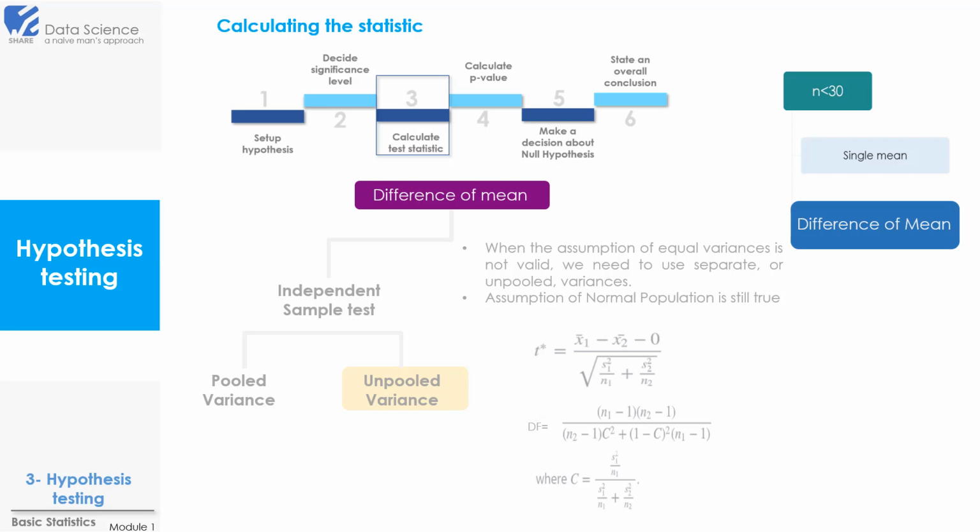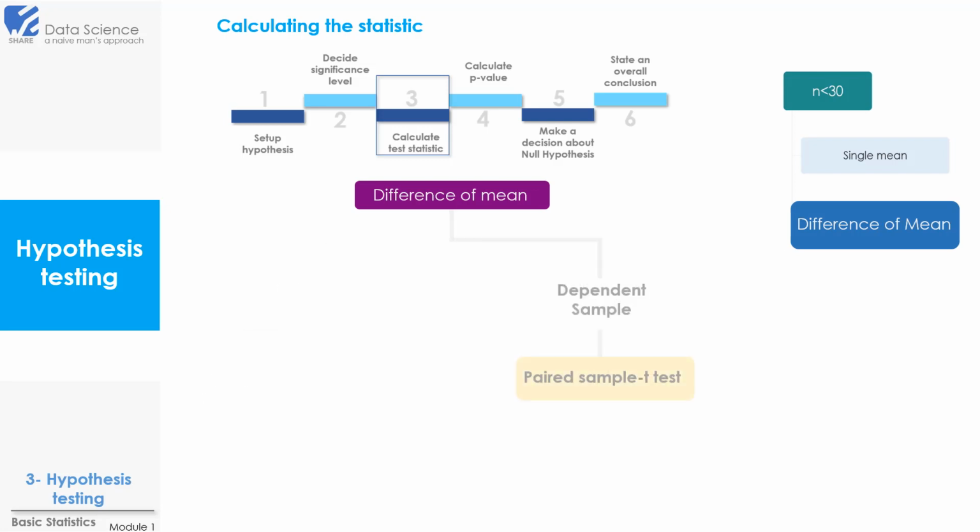Again, as I said earlier, you don't have to remember all these formulas. Just have a look at them and move on. After calculating the t statistic, we can proceed with the rest of the steps as shown here at the top of the screen. So that is how we carry out the difference of mean test for independent samples when the sample size is less than 30. Now let's see the difference of mean test in case of dependent samples.